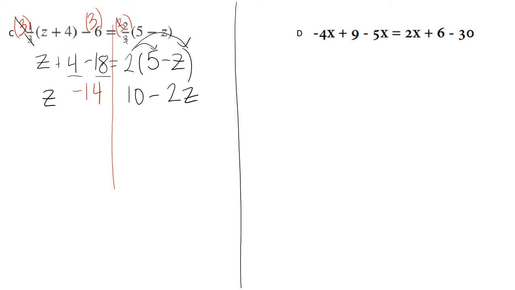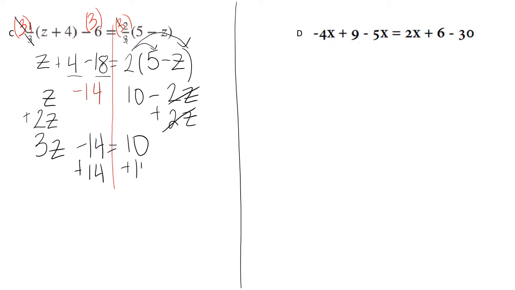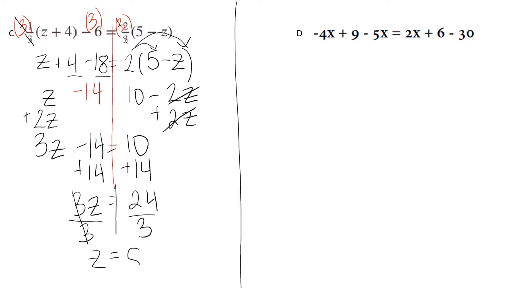All right, I want to get my variable terms together. So I'm going to add 2z to both sides. So this ends up canceling. I get 3z minus 14 equals 10. I'm going to add 14 to both sides of my equation. I get 3z is equal to 24. Divide both sides by 3, and I get a positive 8 as my answer.